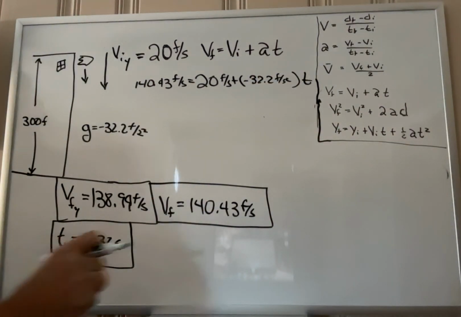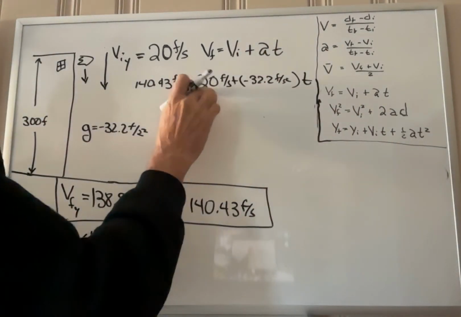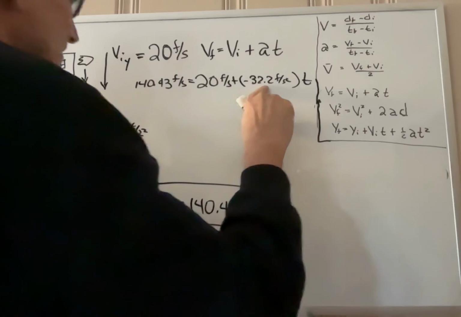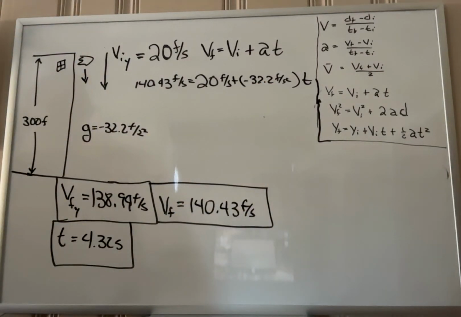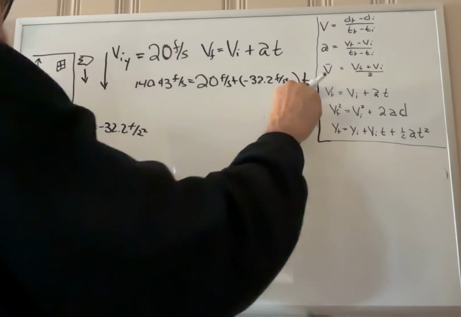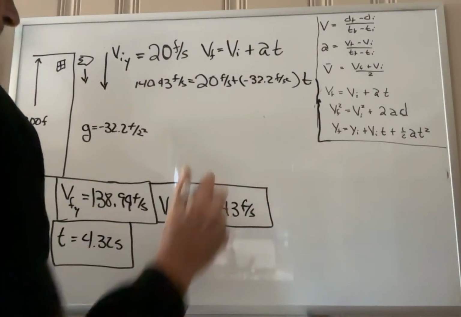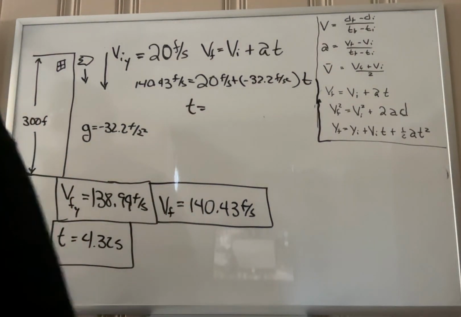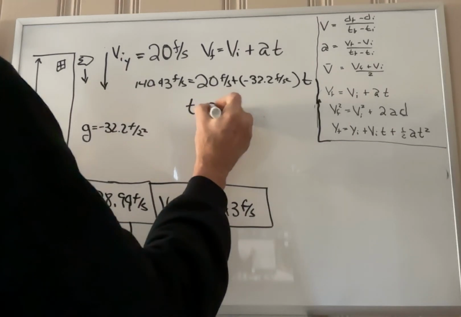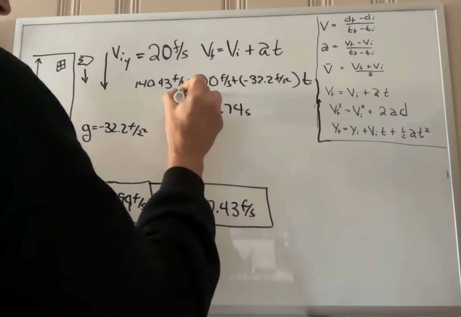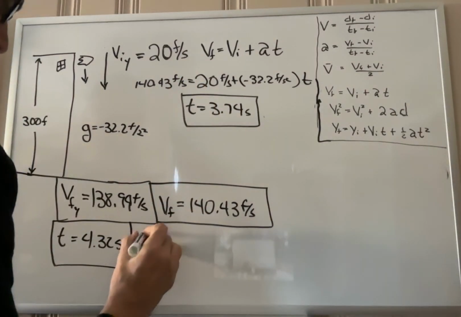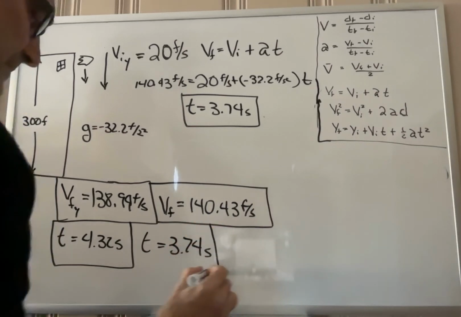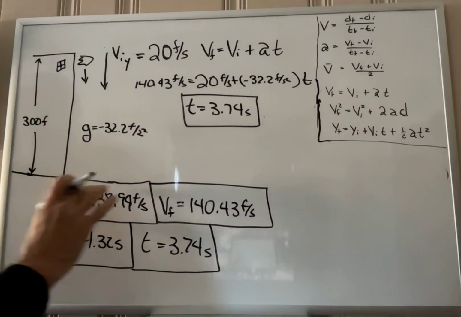Now, let's just go ahead. So I'm going to subtract 20 from both sides. Then I'm going to divide by negative 32.2. But again, we're back to the same situation. Do we have negative time? No, there's no such thing as negative time in this simple idea. So I know that when I solve for my t, I'm going to get a time of about 3.74 seconds. Right? So my time now is 3.74 seconds.